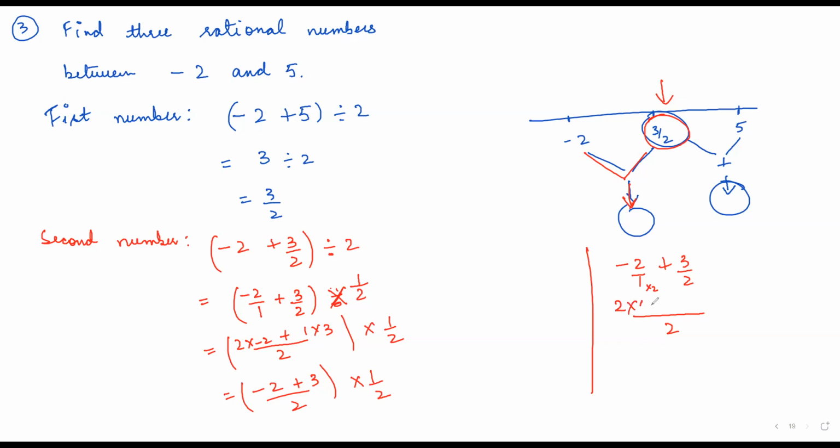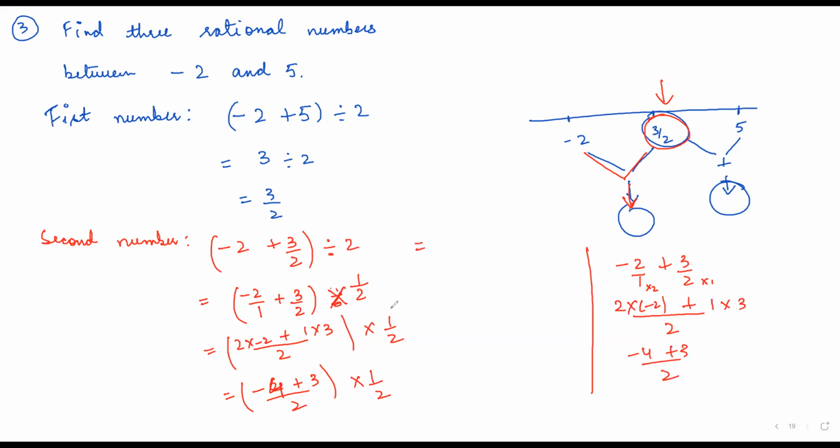So 2 into -2, right? Plus, now 2 into 1 is 2, so this 1 will be multiplied with the numerator. Any problem? So this I have done. Sorry, this will be -4 now. So this will be -4 plus 3 divided by 2. Understood?